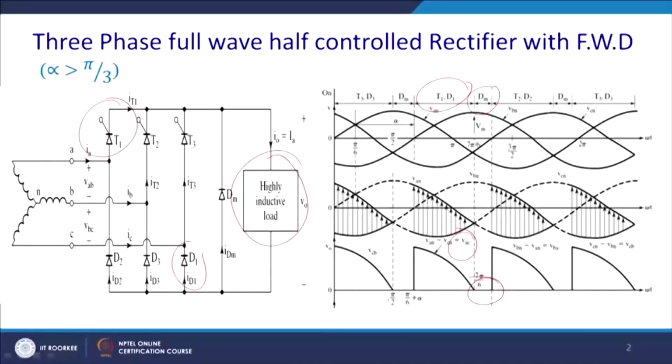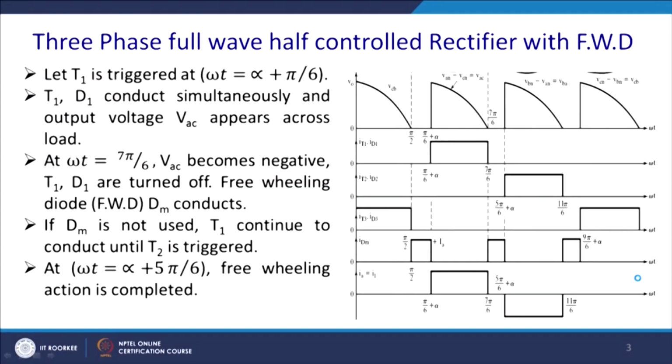So, this will be your output voltage profile, and this is when T1 and D1 conduct. This will be the current for phase A, and similarly this will be the current in phase B, and this will be the current for phase C. Of course, if you see the current I1, this current will be positive and this current will be negative. In the same way you will have phase B and phase C, or 1, 2, 3.